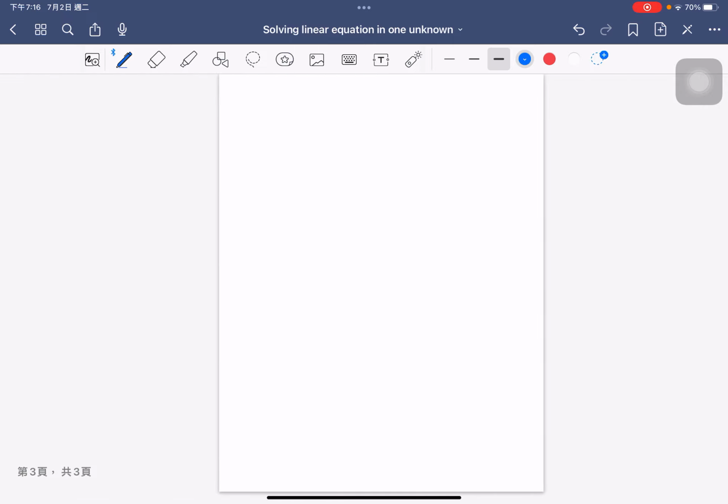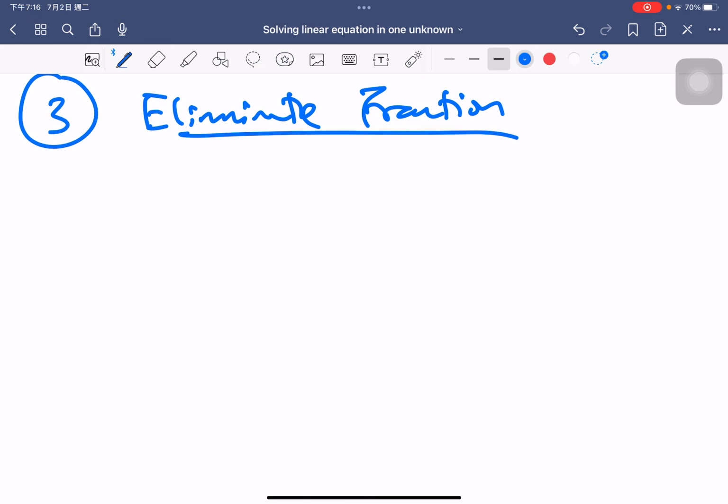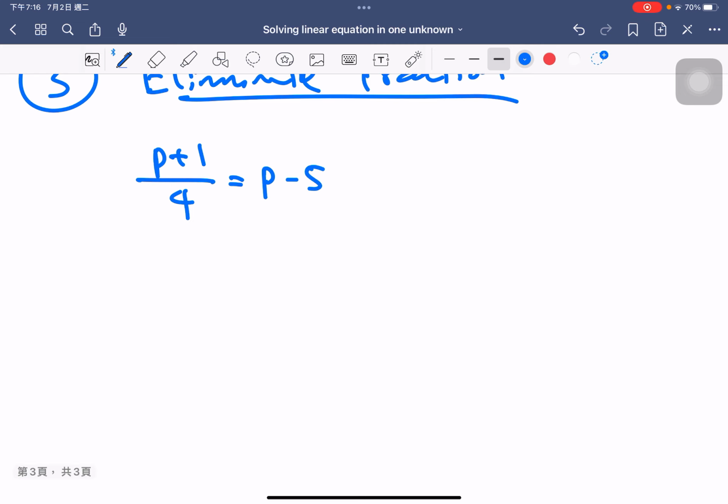So lastly, we can calculate our third rule. It's going to be eliminate the fractions. So when you see the fractions, then it's actually a little bit hard. We don't want it. So how can we do that? So first of all, we can try p plus 1 divided by 4 is equal to p minus 5. So for this question, how can we do it?